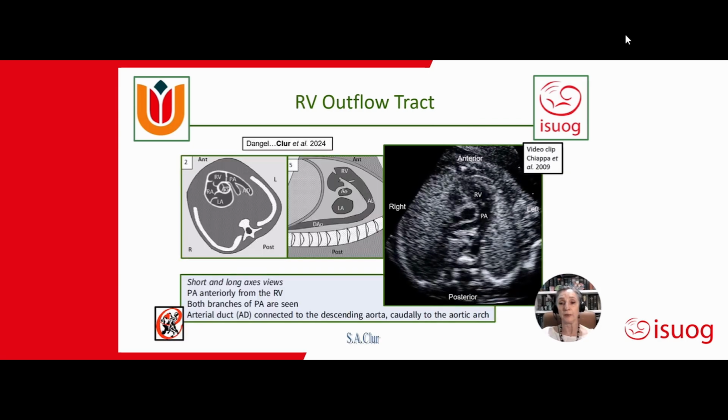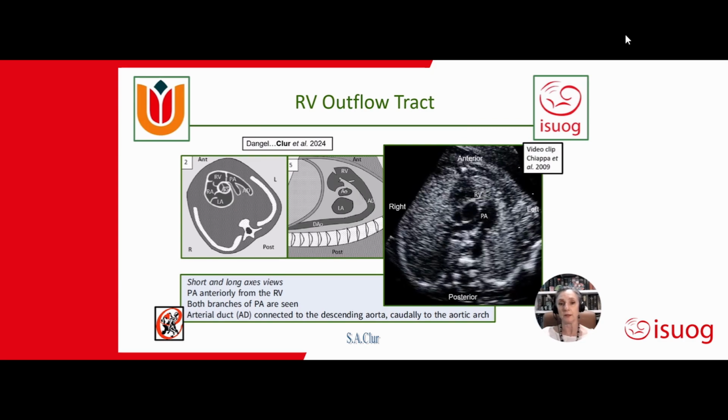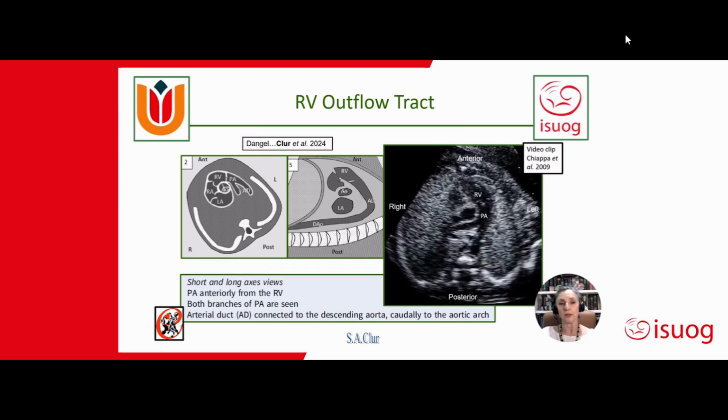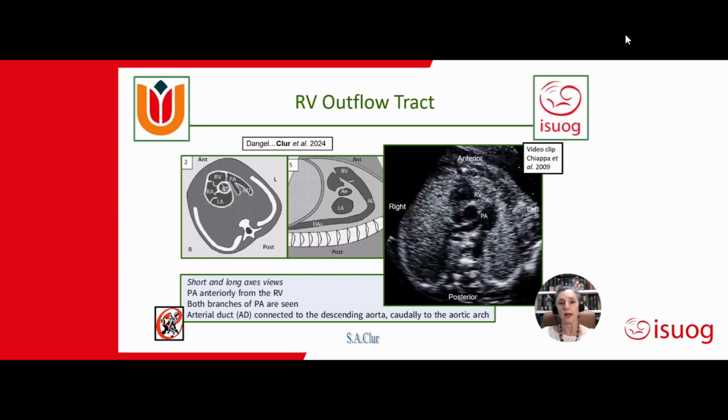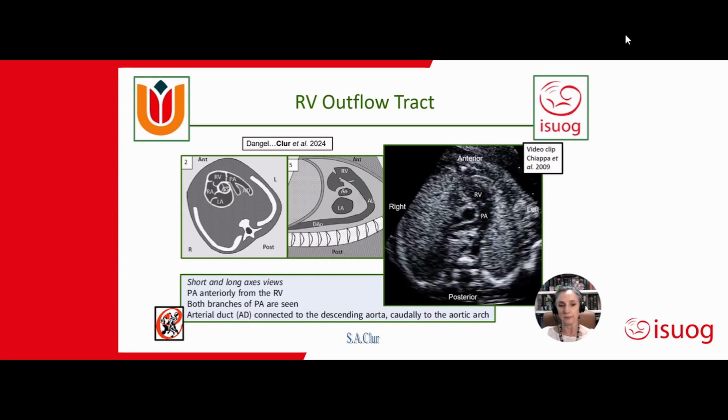Scanning further up, we come to the right ventricular outflow tract view, which is depicted in the video on the right. I have also shown on the left the short axis view showing the right ventricular outflow tract to pulmonary artery, and the sagittal cut showing the right ventricle to the arterial duct. One should be able to see the pulmonary valve, both pulmonary arteries, and the connection of the pulmonary artery with the arterial duct.